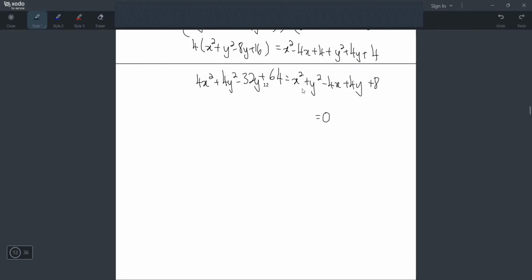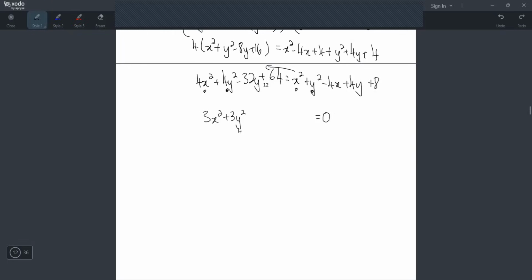Usually when we write locus, we want everything on one side equals 0. But how we arrange, we always write x squared first. The x squared is priority. We write it right at the front. So 4x squared minus x squared is 3x squared, right? And then after x squared, we write y squared. So 4y squared plus y squared, move over becomes minus, so you will get 3y squared, right?